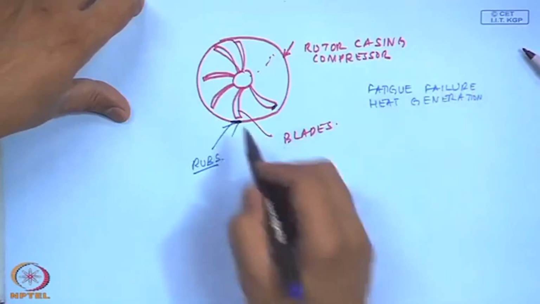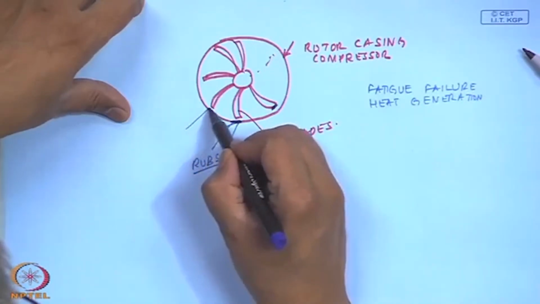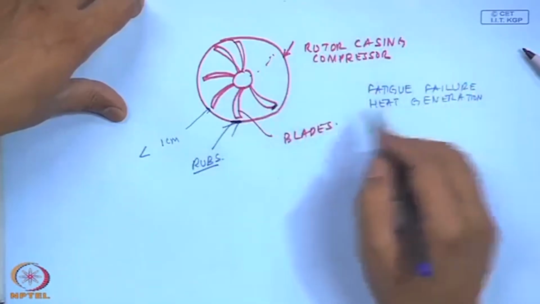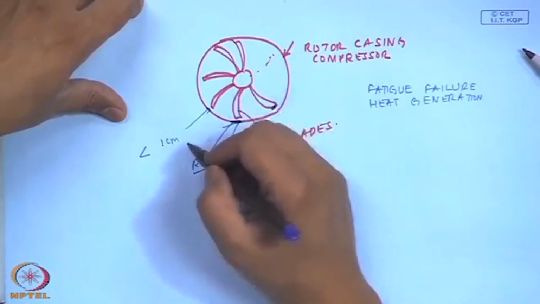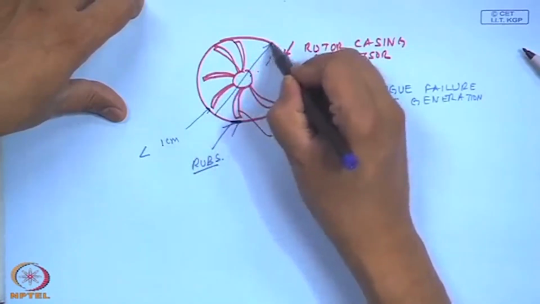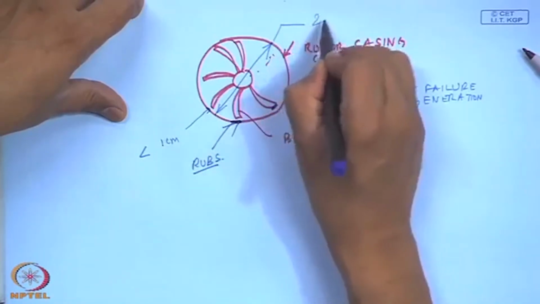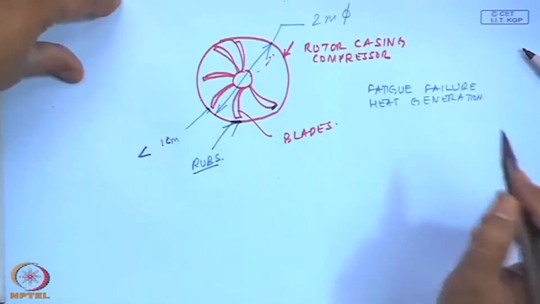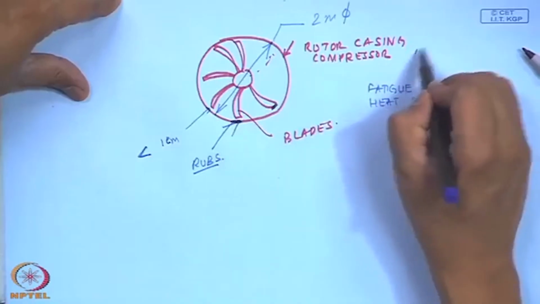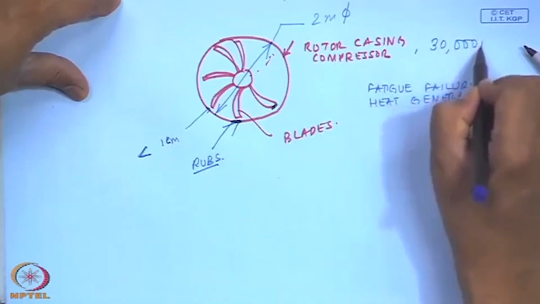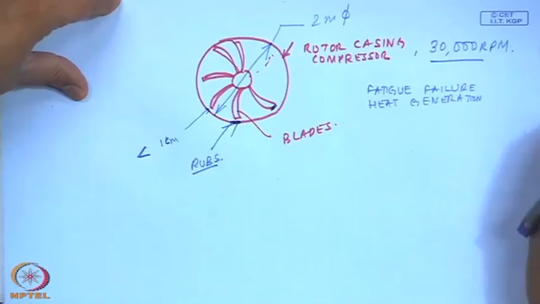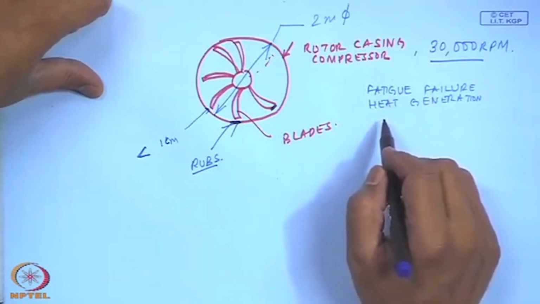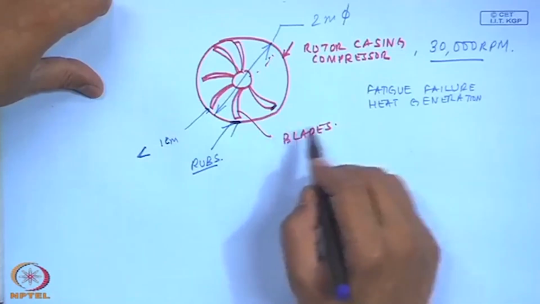so though the tolerances are very close, maybe less than 1 centimeter in a gas turbine engine of maybe 2 meter diameter, this could be about 2 meter diameter, and then this clearance is even less than 1 centimeter, and these things rotate at maybe 30,000 rpm. So, you can imagine the serious consequence they will have if the blades touch each other, and so these rubs are to be avoided.